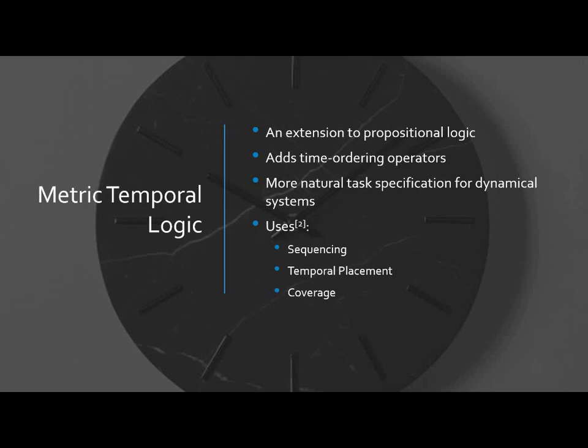Metric temporal logic provides an extension to propositional logic, which we probably all know about. It adds time ordering operators, which allows it to provide a more natural task specification framework for dynamical systems. The statement that the robot must never enter the obstacle region and must eventually reach a goal set can be expressed very readily in metric temporal logic.